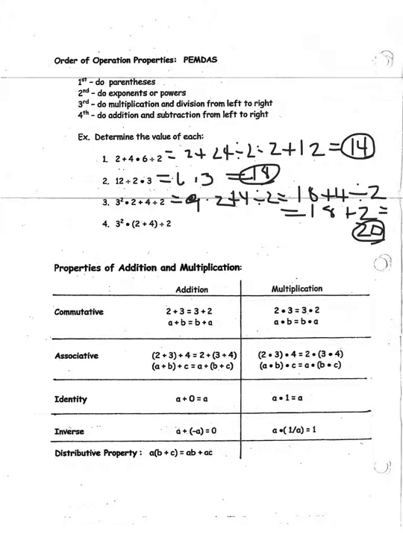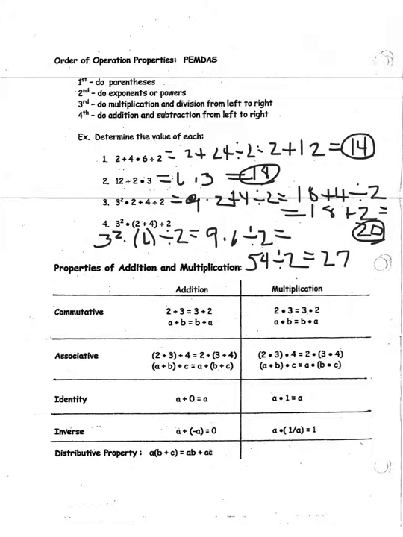And example 4, we have 3 squared times the quantity 2 plus 4 divided by 2. So we'll want to do the addition of 2 plus 4 for parentheses, which will be 6. We'll want to apply the exponent here, 3 squared, which will give us 9. So we'll have 9 times 6 divided by 2. 9 times 6 will be 54. You want to do that multiplication first. And 54 divided by 2, which will give us 27.